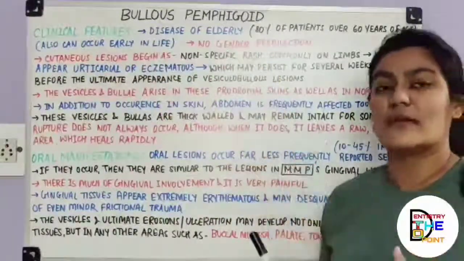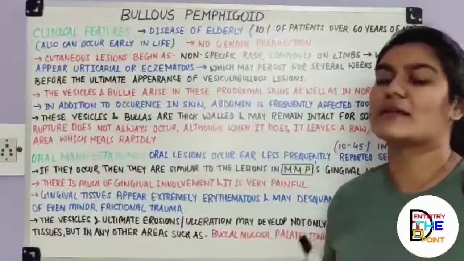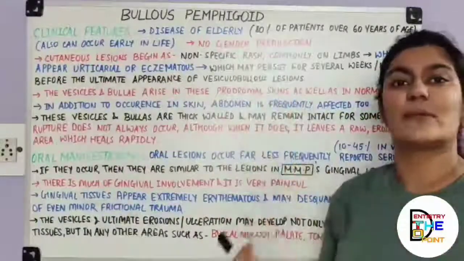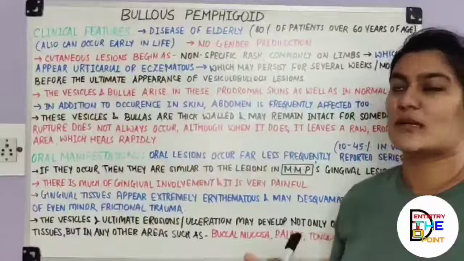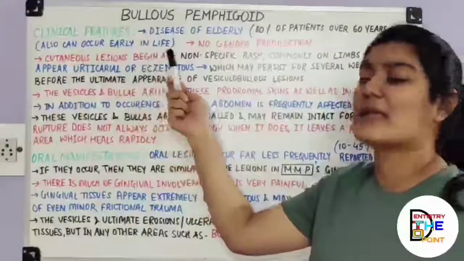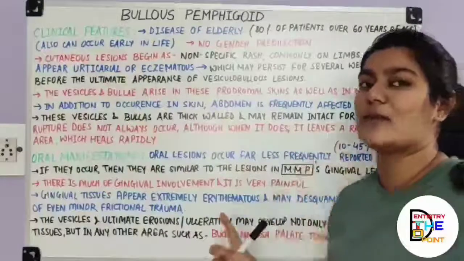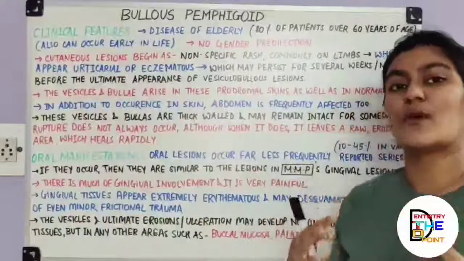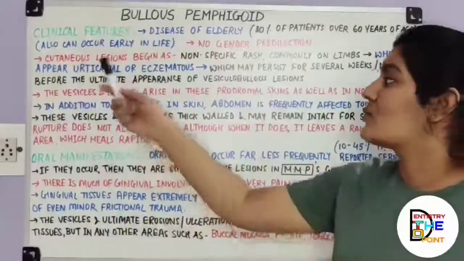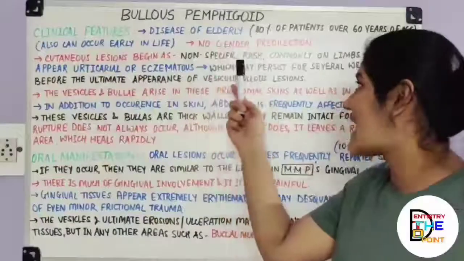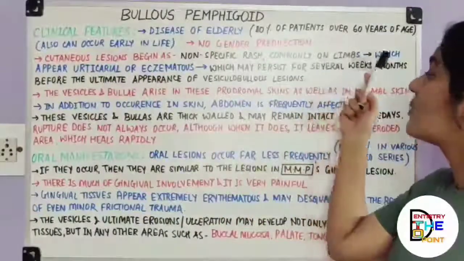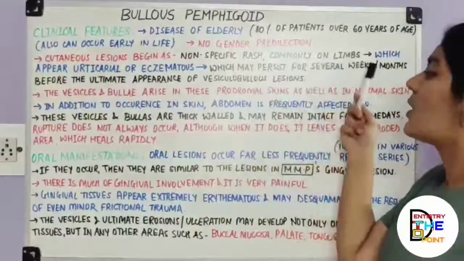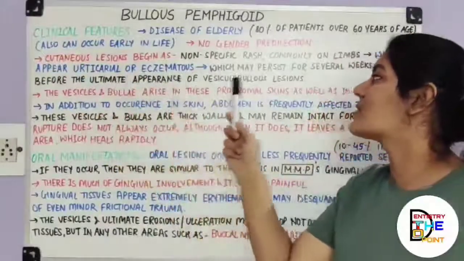That's why it is a disease of the elderly, commonly manifesting above 60 years of age. Also, there is no gender predilection; males and females are equally affected. Now, you also know the tagline we have read, it rarely affects your oral mucous membrane. So the first manifestation is seen on the skin. Cutaneous lesions begin as a non-specific rash, commonly on the limbs, which appears urticarial or eczematous, and may persist for several weeks or months before the ultimate appearance of vesiculobullous lesions.